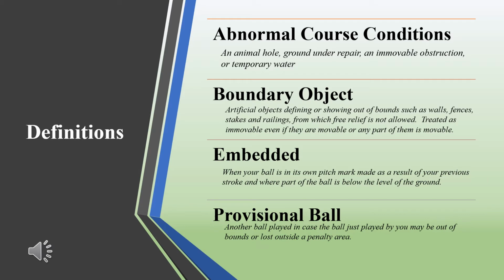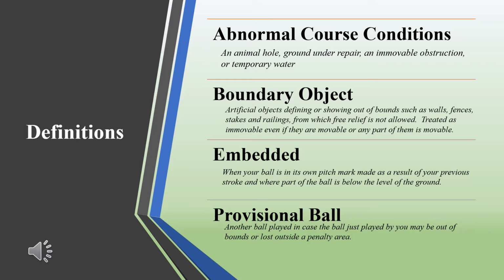Boundary objects. Boundary objects are artificial objects defining or showing out of bounds, such as walls, fences, stakes, or railings, from which free relief is not allowed. This includes any base and post to a boundary fence, but does not include any angled supports or guy wires that are attached to a wall or fence, or any steps, bridges, or similar construction used for getting over the wall or fence. Boundary objects are treated as immovable even if they are movable or any part of them is movable, such as a gate.